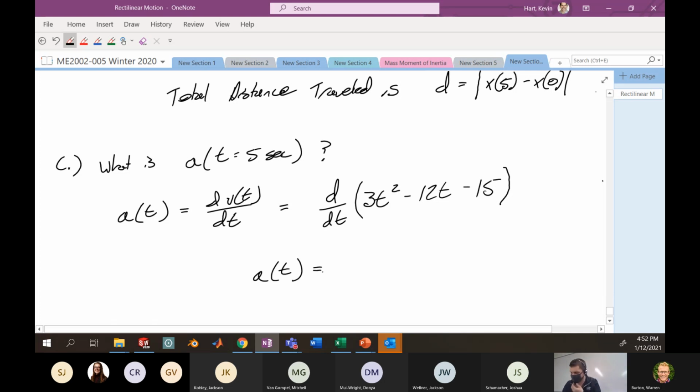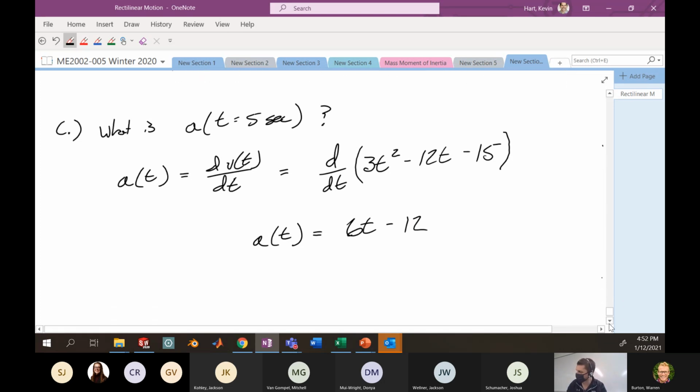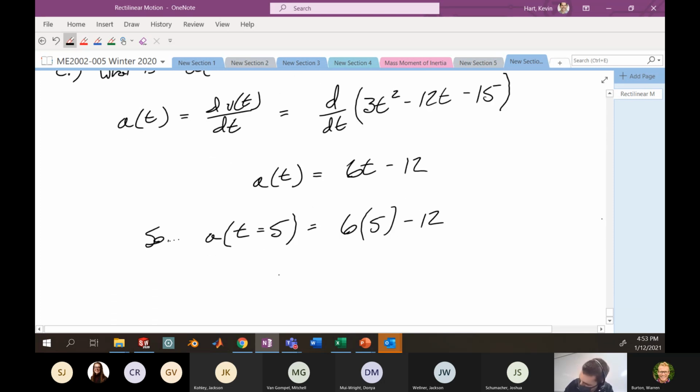My acceleration as a function of time here is 6t minus 12. Acceleration at t equals 5 seconds is just 6 times 5 minus 12. 30 minus 12 is 18. This will be in feet per second squared.